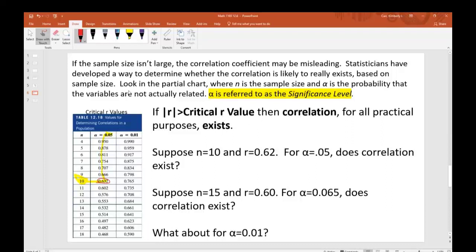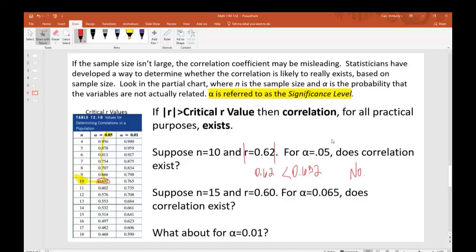As I look at this absolute value, it doesn't matter since this one's positive, but this is the r value from the problem. So the absolute value of that is 0.62. The critical value I had was 0.632. In this case, you want to figure out which one of these is bigger. Well, 0.632 is bigger than 0.62. So does correlation exist? No. Correlation does not exist, at least for alpha of 0.05.